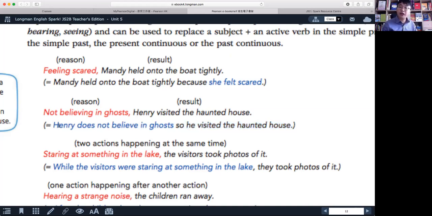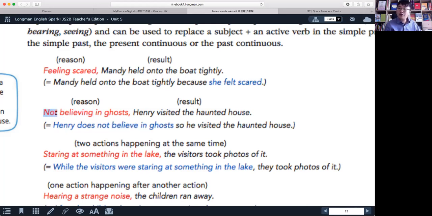We have to change this part to a present participle clause. So how do we do it? Remember, the subject, do we still need the subject? No, we don't need the subject. How about here, believe? This is the active verb. Do we still need it? We have to change it to present participle, verb plus ing. So we have believing here.